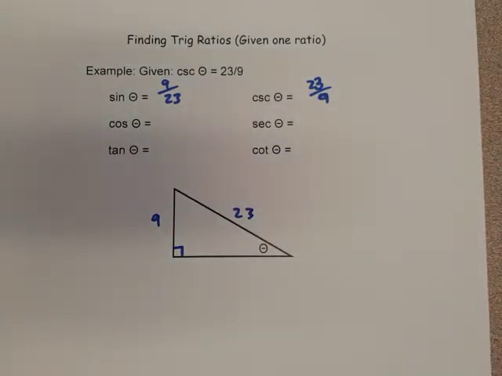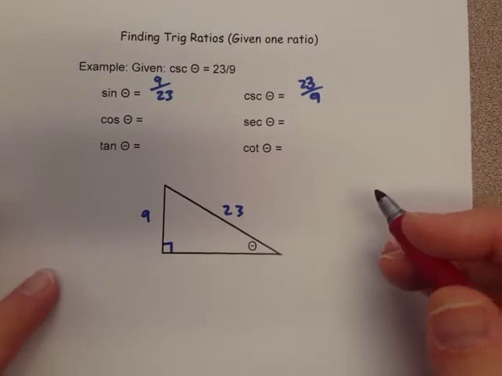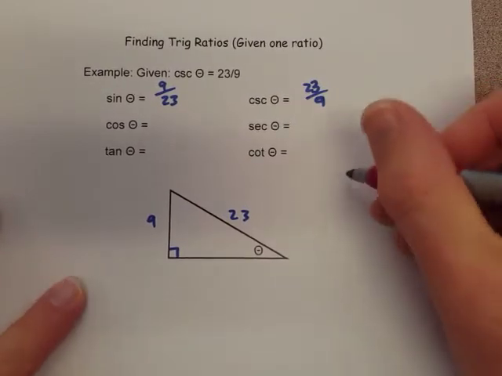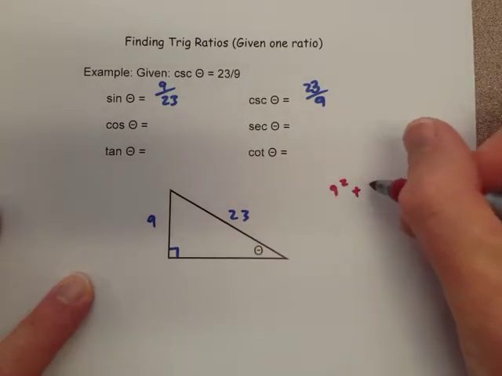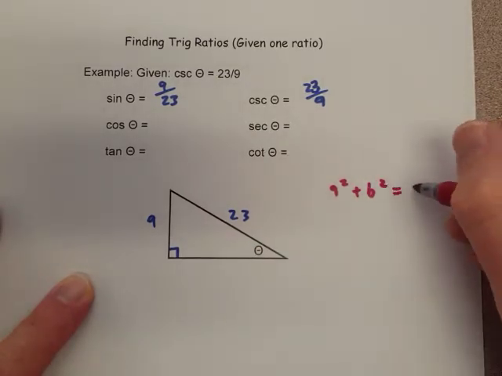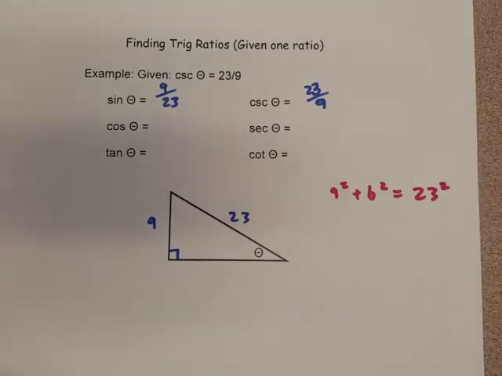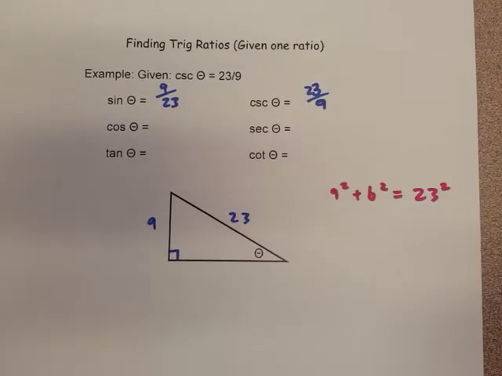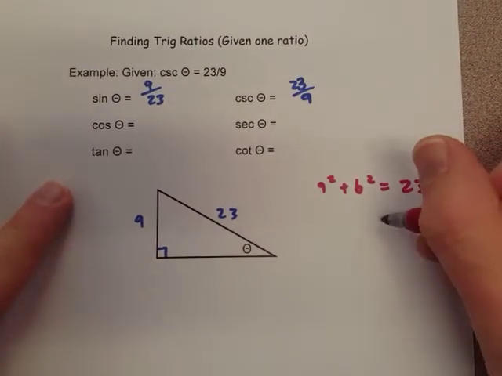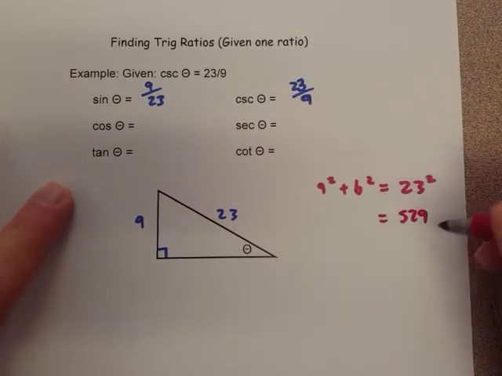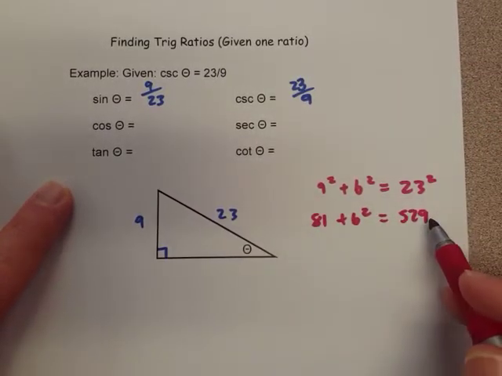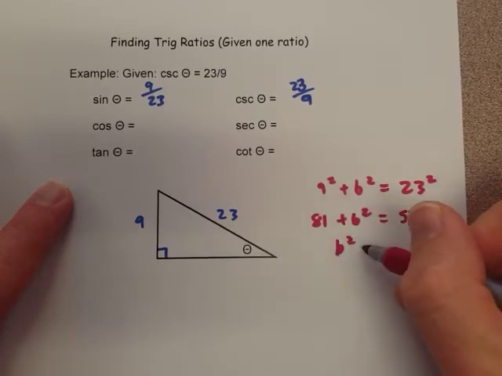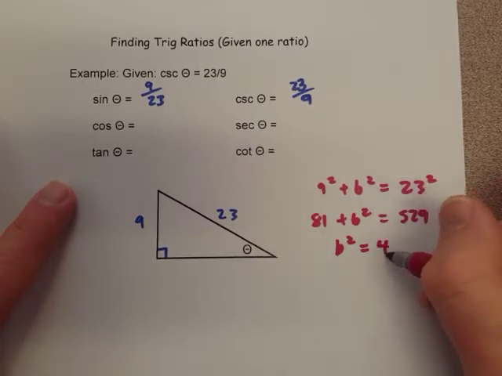We need to find the other side, kind of like we did in the last example. We need to find the missing piece. So then we've got 9 squared plus b squared equals 23 squared. 23 squared is 529. 9 squared is 81. Subtract the 81 from both sides. B squared is going to be equal to 448.